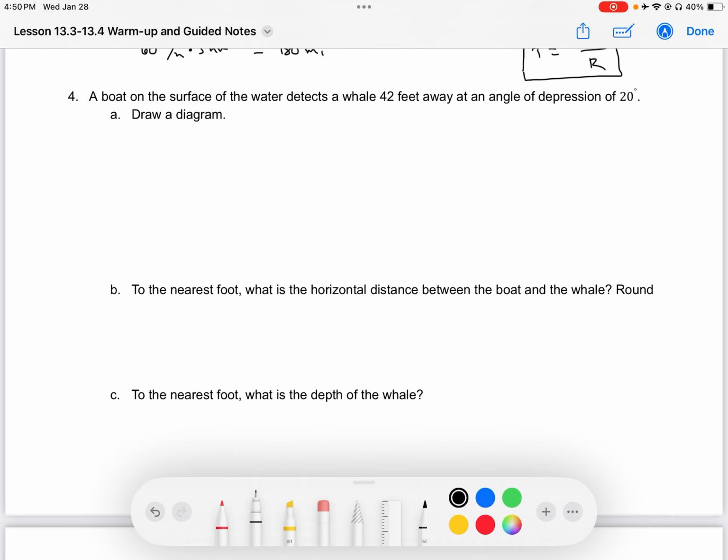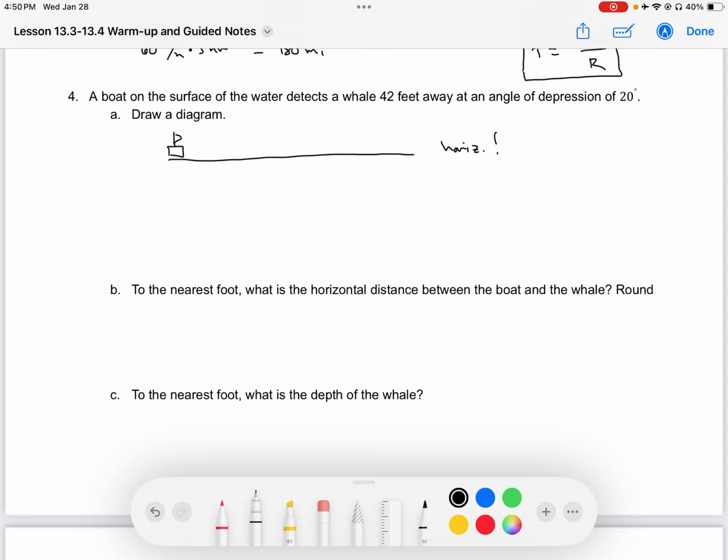A boat on the surface of the water detects a whale 42 feet away at an angle of depression of 20 degrees. Okay, so here's my boat. Not the greatest boat, but it'll have to do for now. Here's the surface of the water. That's my horizontal, of course.